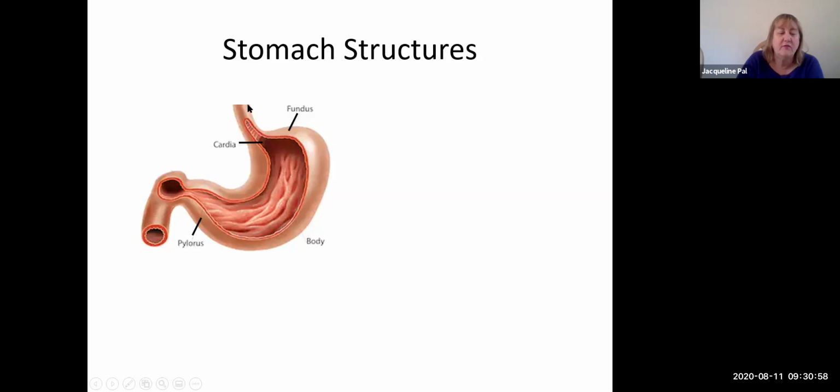If we follow the esophagus down and we go along this border of the stomach and we kind of put a dotted line about there, this distal part of the stomach is known as the pylorus. And then this huge area between the pylorus and the fundus is known as the body of the stomach.